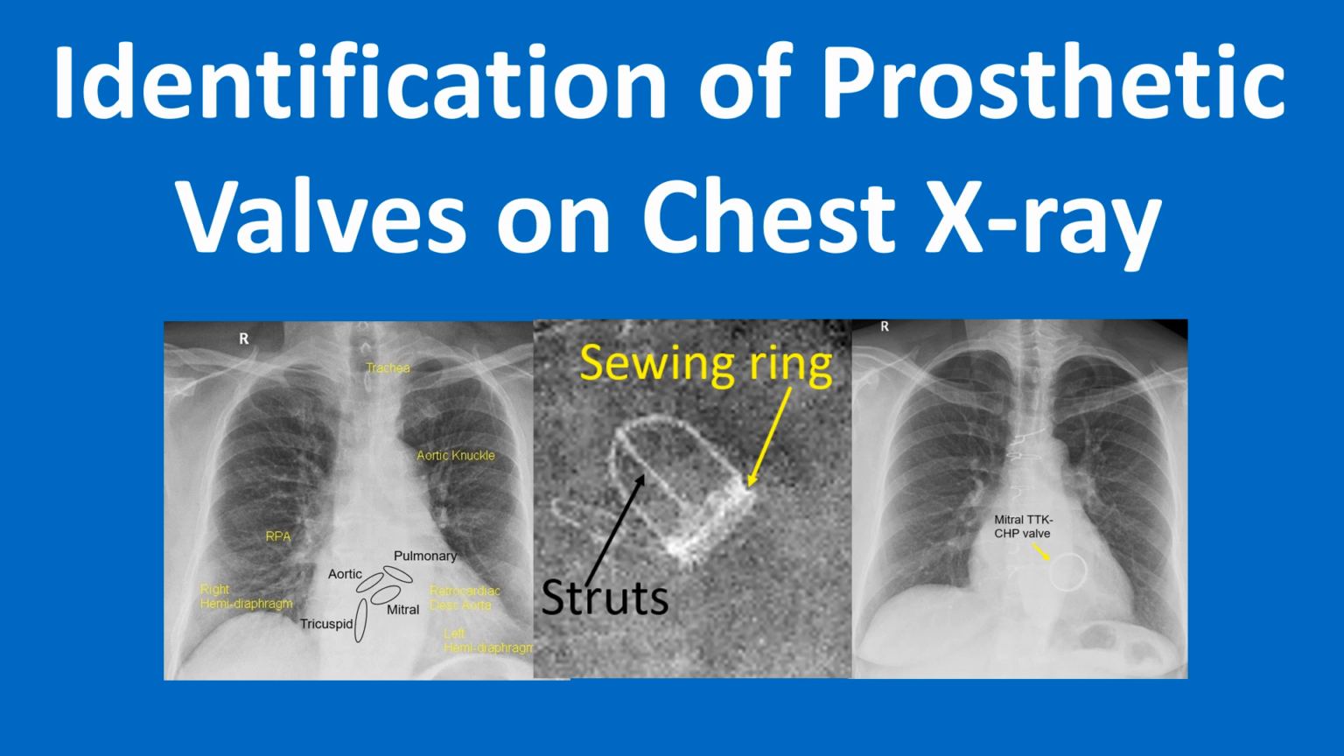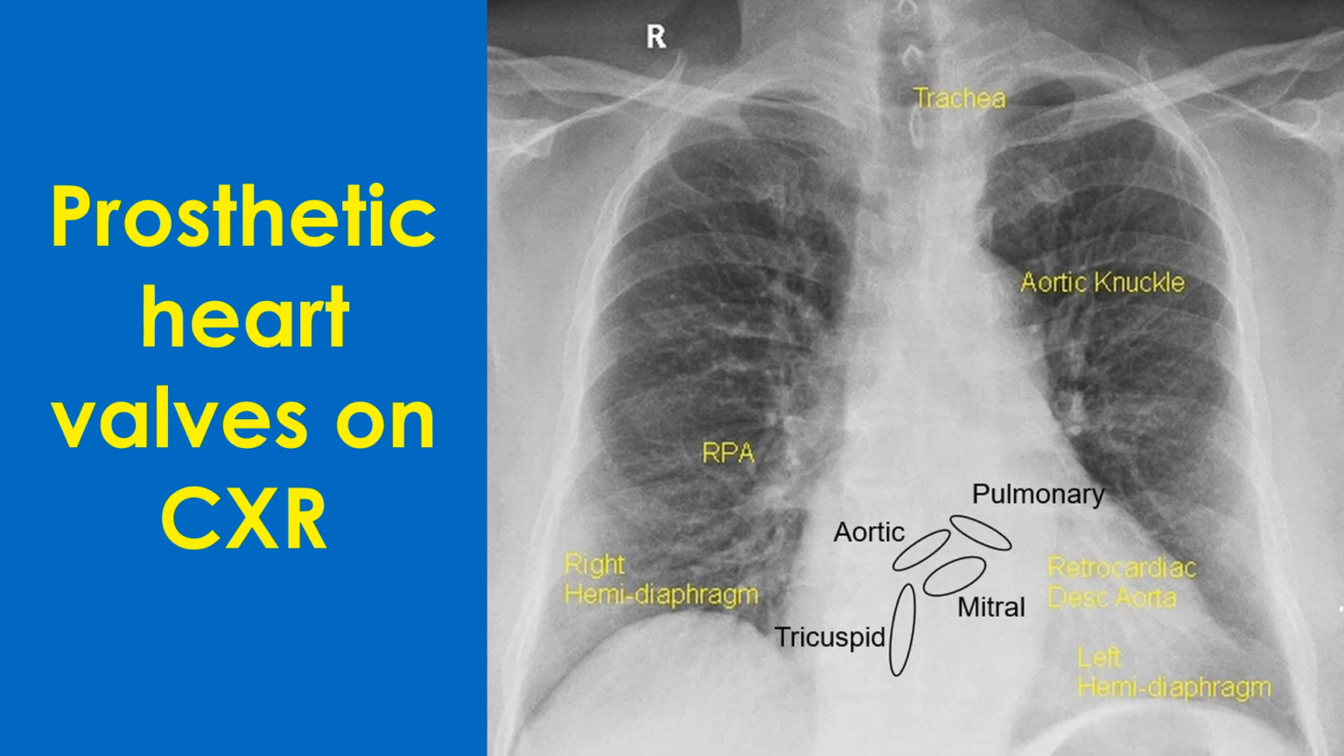Discussion on features of prosthetic valves on chest X-ray and fluoroscopy. Approximate positions of the valves as seen on the chest X-ray are marked in the picture. A line connecting the pulmonary bay to the right cardiophrenic angle is used to get the positions of aortic and mitral valves. Mitral valve is below this line while aortic valve is above it.